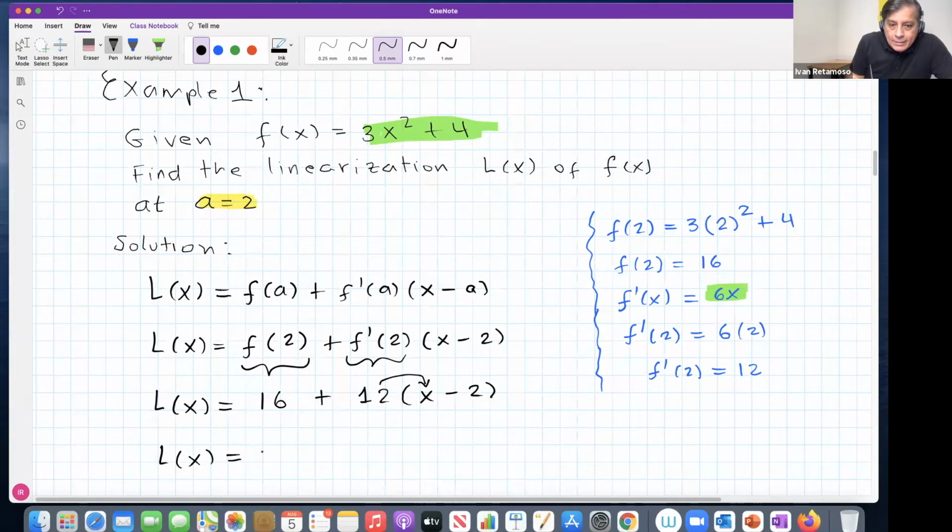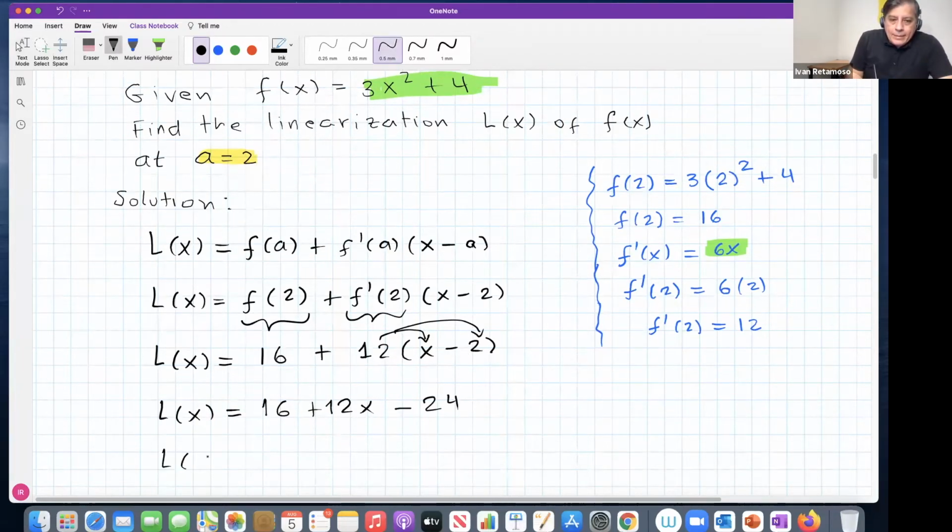So simplifying this, we'll get 12 times x, 12x, minus 12 times 2, 24. Now combine like terms, 16 and 24 are like terms. 16 minus 24 is just negative 8. I am going to write first 12x and then negative 8 here.